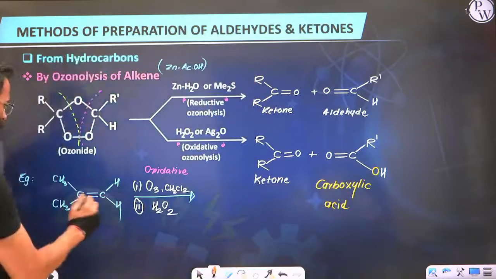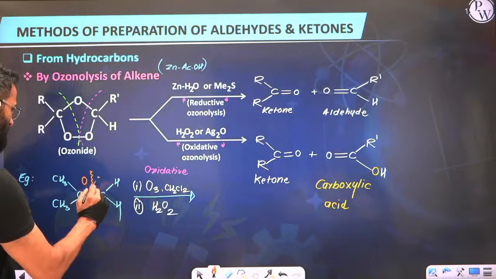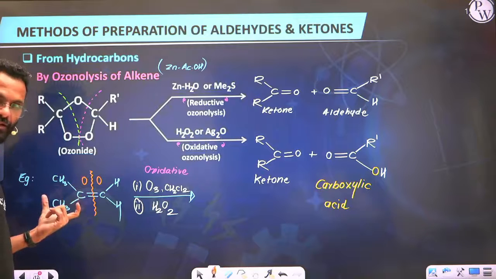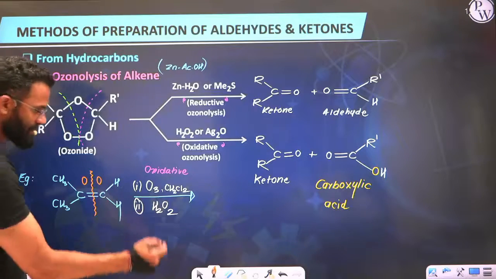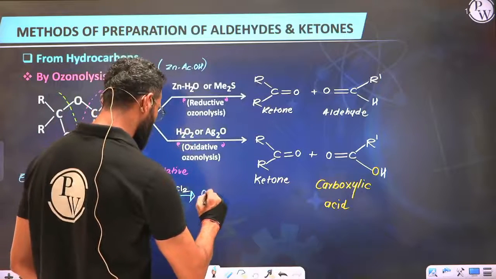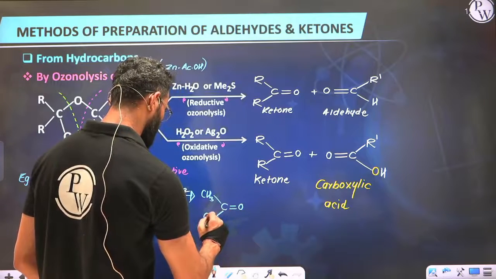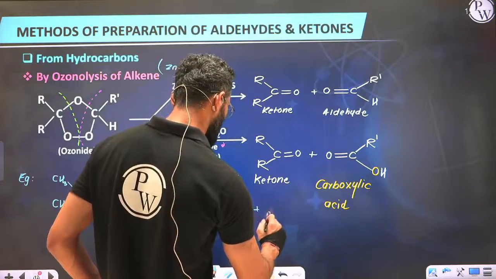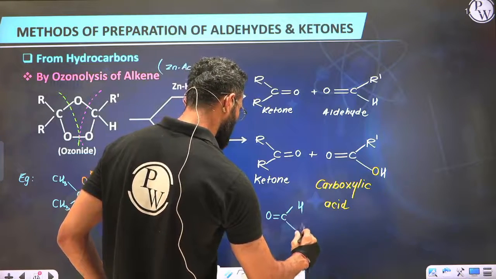Simply what we can do, wherever you see double bond, break down that bond. Add oxygens on either side. See what the left hand side part is forming? CH3, C double bond O, CH3, that is acetone. And the right hand side part is forming HC double bond OH, meaning as of now formaldehyde, let's say. So left hand side is forming dimethyl ketone, and the right hand side part as of now O double bond C, single bond H, single bond H.